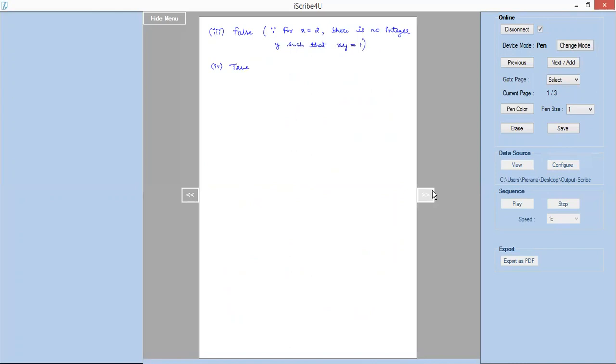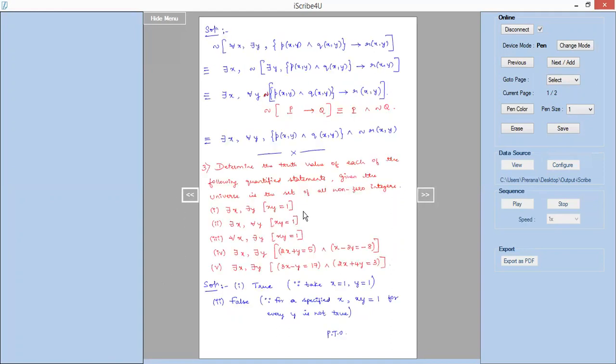True. That is because taking x is equal to 1 and y is equal to 3, we see that it satisfies the equations and there is an and between both the statements. So the and between both the propositions also is satisfied for this.